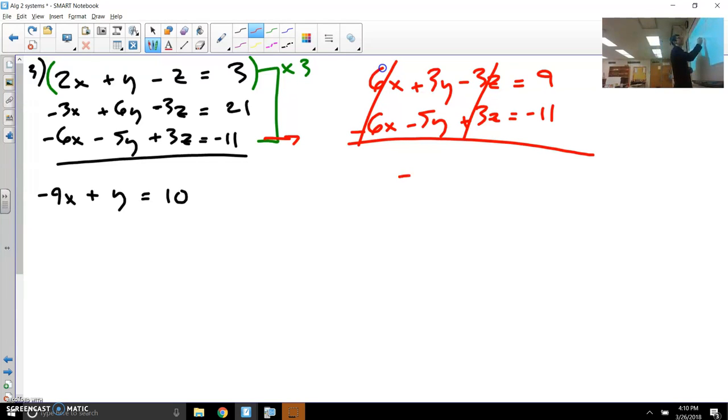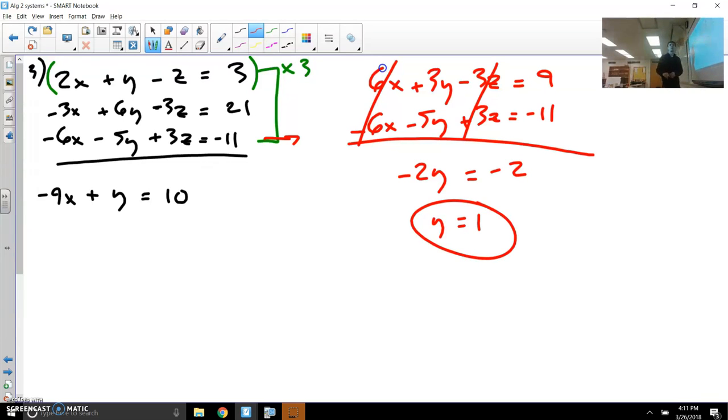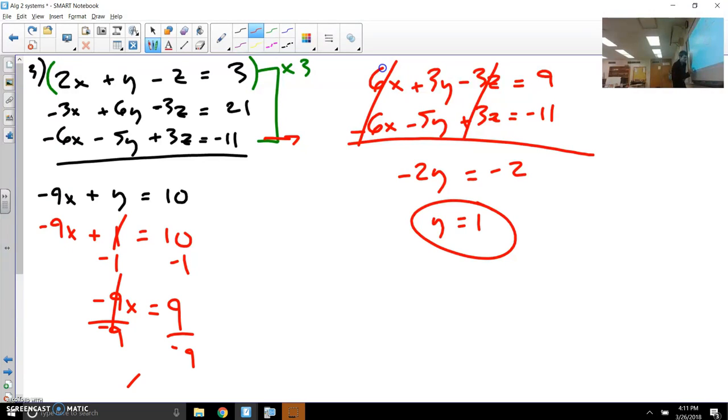So 3 minus 5 is -2. And 9 plus -11 is -2, so these are dividing to be 1. Well, that's good, because now I can sub in a 1 for y here. Instead of plus y, I put plus 1. And for you guys, this ain't nothing. Solving for x here is going to give you -1. So I got x is -1, I got y is +1.